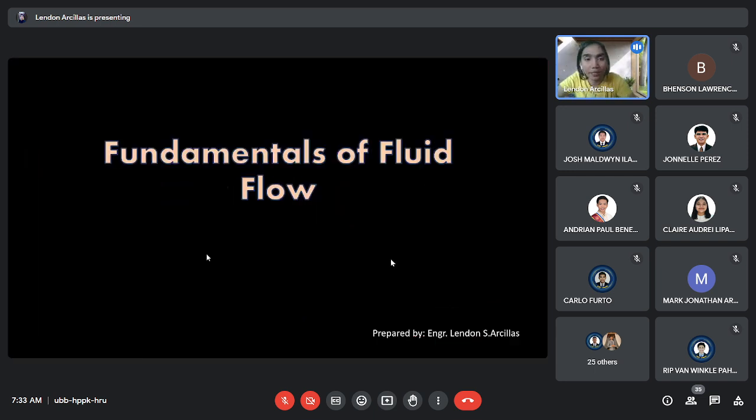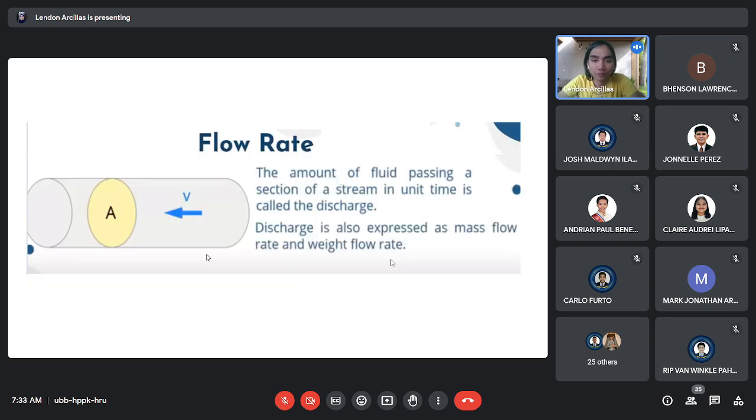Okay, so our topic is fundamentals of fluid flows. So for this topic, we will discuss flow rates. There are three types of flow rates. We have the volume flow rate, the mass flow rate, and the weight flow rate. So, what is flow rate first? Flow rate is the amount of fluid passing through a section of a stream in unit time. Okay? So, flow rate is also called a discharge.